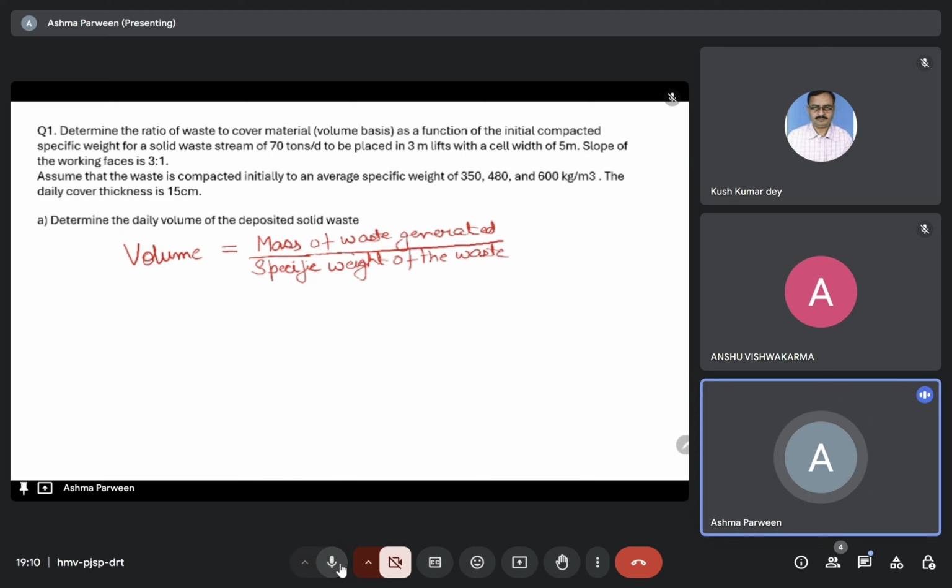So please use this formula. We know that specific weight is the ratio of mass to the volume. So we have to find out how much volume of solid waste is deposited daily. We have been given the waste stream load which is coming daily to the landfill, and we have been given the specific weight for the waste. So we can use that to find out how much volume is being generated daily. So please use this formula and try to find out.